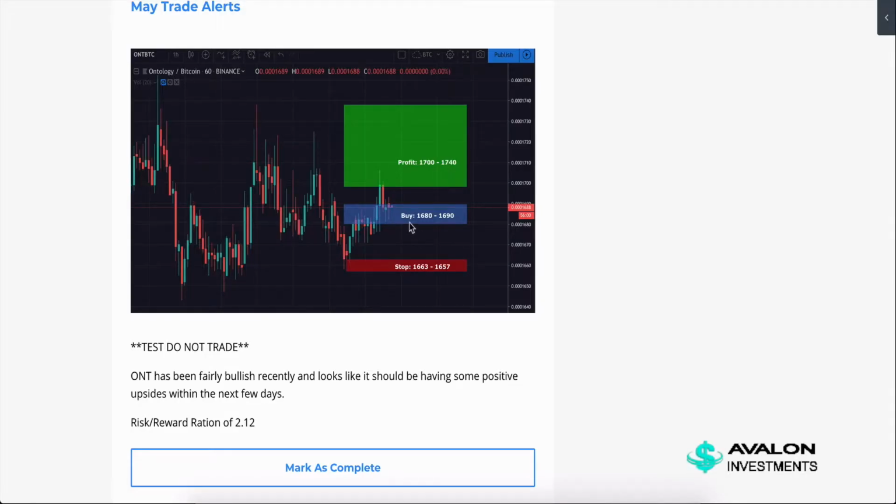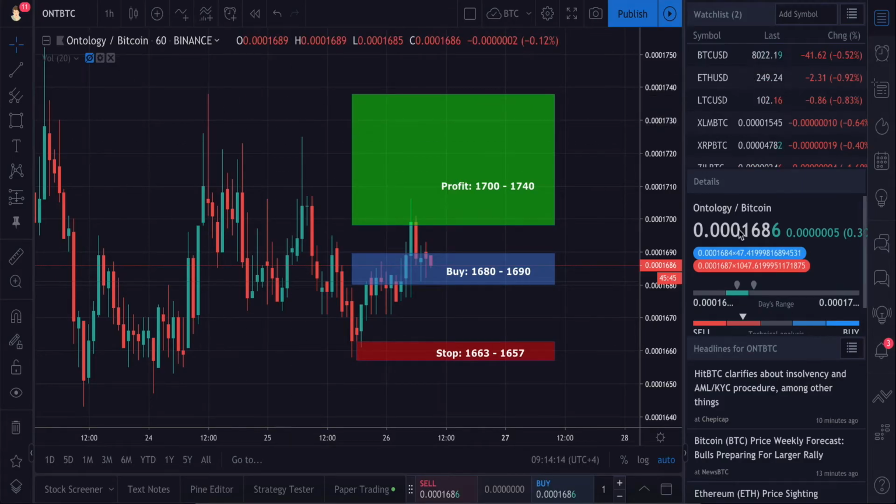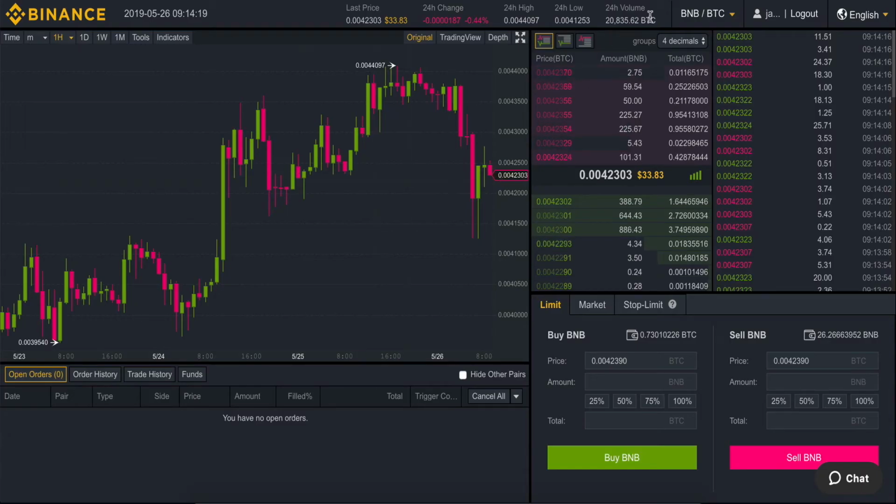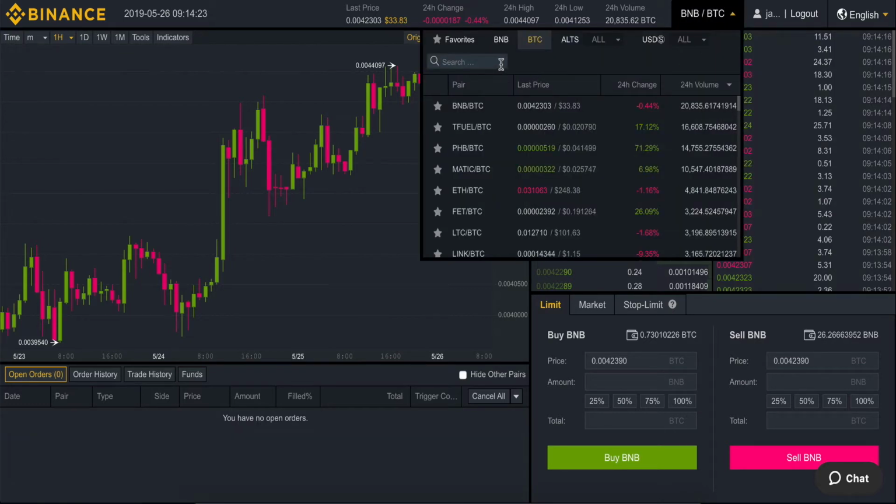So we can see here the buy zone is at 1680 to 1690. The first thing to do is identify if this coin or token, which is ONT, is in the buy zone right now. So we could either go on to something like TradingView, type it in and check here if it's in the buy zone, or we could just simply go over to Binance, log in, go on the advanced exchange, click up here and type in the identifier in this box here.